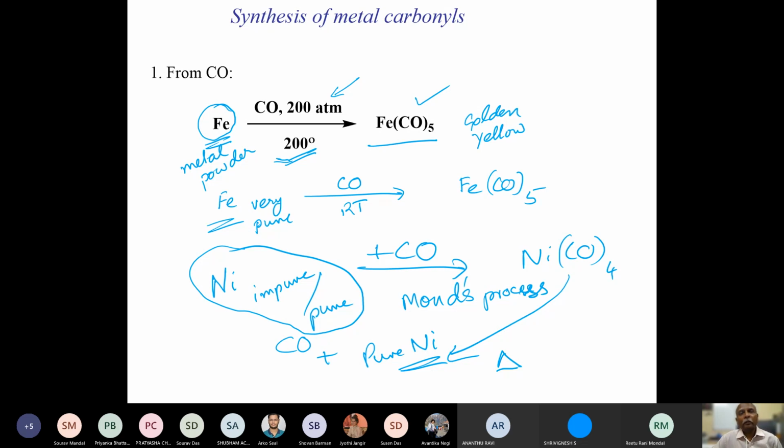you cannot put carbon monoxide in any reaction vessel without understanding the composition of the steel tube through which the gas is being passed. Many steel tubes, many steel vessels have got a small amount of nickel, because nickel increases the strength of iron. So instead of making a pure iron cylinder, people alloy it with nickel and make stronger cylinders.